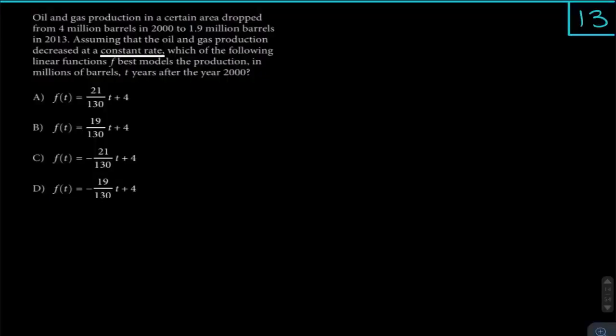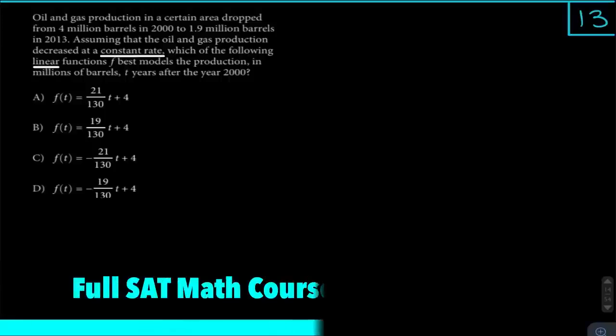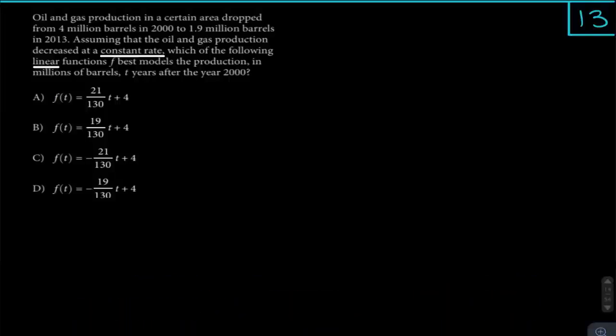So it says, assuming that the oil and gas production decreased at a constant rate, which of the following linear functions, and there you see line, right? The word line. And that would work with constant rate. Which of the following linear functions f best models the production in millions of barrels t years after the year 2000? Okay, so a couple things to note here. We're trying to find an equation to represent this decline. And it's exactly that, a decline. We're going from 4 million barrels to 1.9 million barrels, and that means we're going to have a negative slope here. This line's going to be going down. It's decreasing at a constant rate.